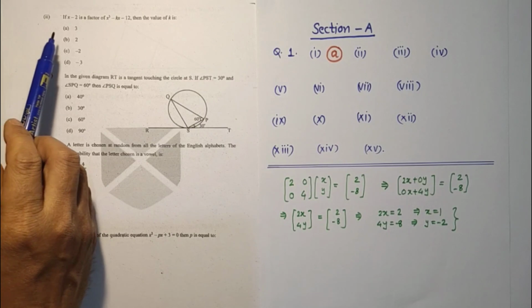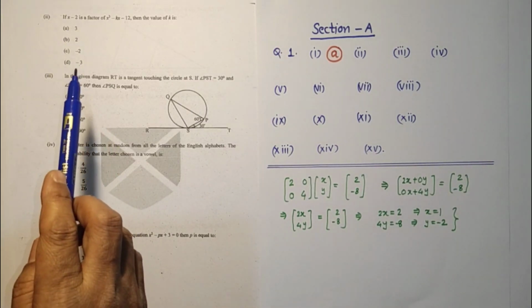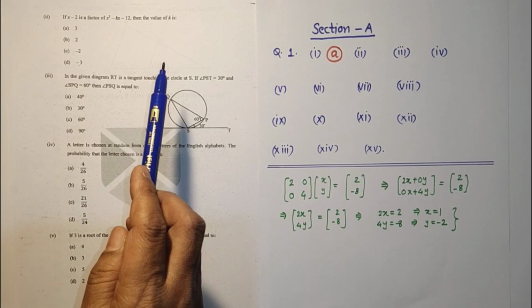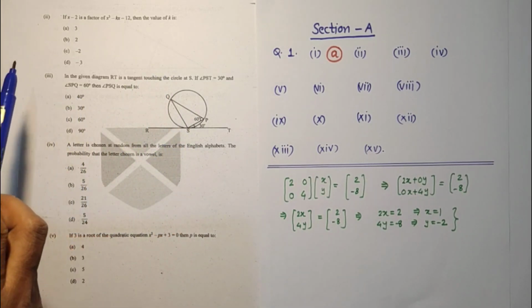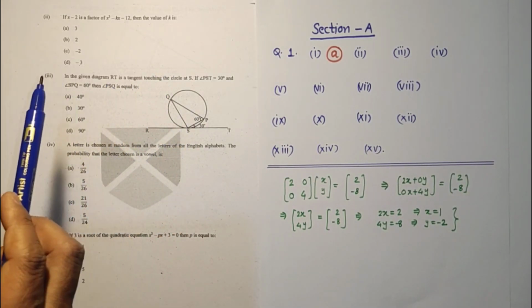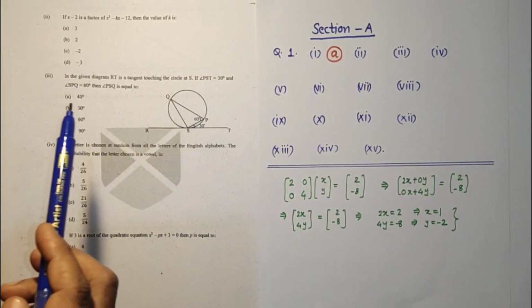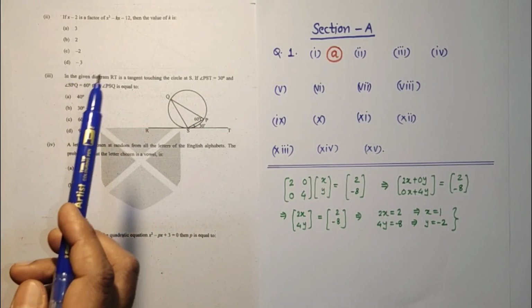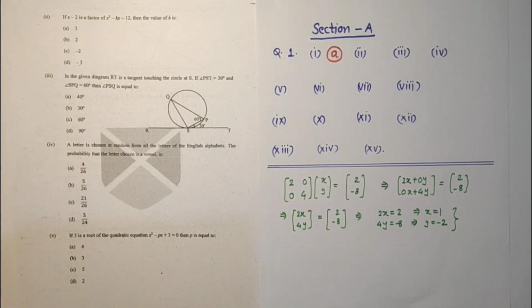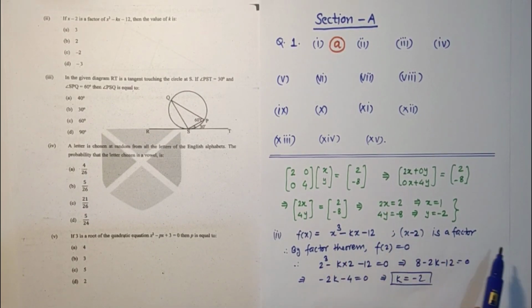Now in question number 2 it is given that if x minus 2 is a factor of this expression, then we have to find the value of k. So by factor theorem, x minus 2 is 0, equate, so we will get x as 2. Put x as 2 in this expression and make it 0. So after simplification, whatever the value of k will be the required value. So f(x) is this, x minus 2 is a factor. By factor theorem, f(2) is 0. Substituting x as 2, equating 0, you will get k as minus 2. So option C, that is minus 2, is correct.